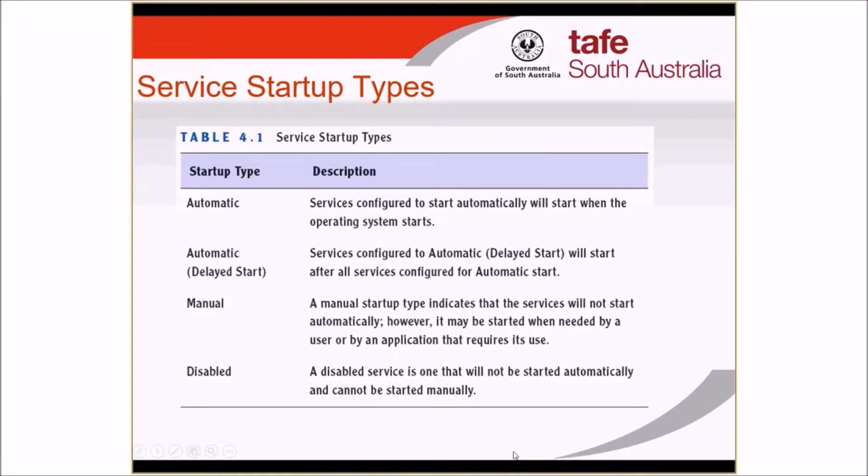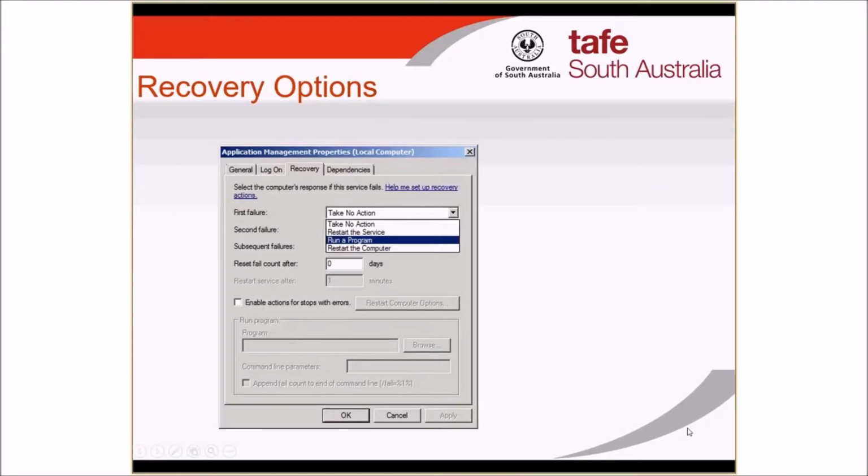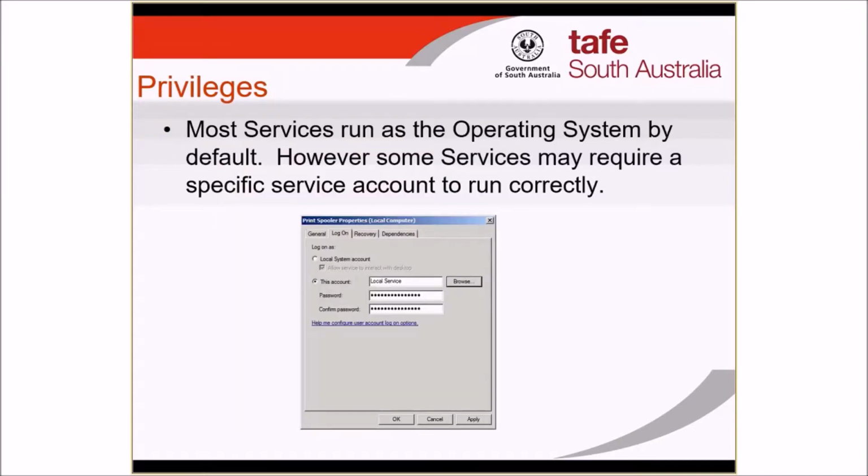Like I mentioned in my demonstration, there are different startup types: automatic, automatic delayed start, manual, and disabled. We can configure it by going to the properties and the General tab and so forth. These are some recovery options, and we spoke about this as I was running through it. You can take no action, restart the service, run a program, or restart the whole computer. We also talked about privilege. Under what account's privilege can the service be running? That determines what access level it has to other things on the computer, like the file system and so forth. Most services run as the operating system.